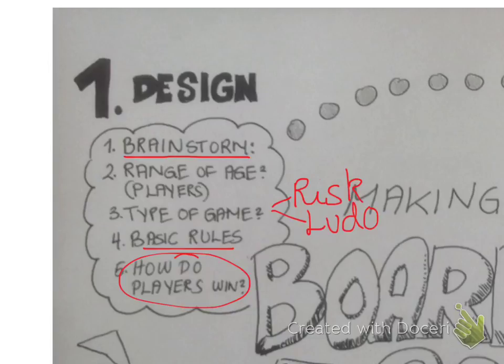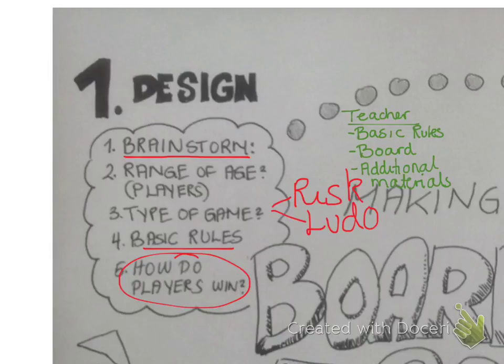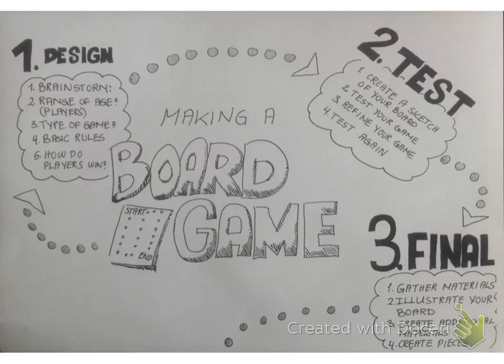You also have to check with your teacher, because your teacher might have some basic things that she or he wants you to consider about your game. That could be basic rules. It could also be your board, that your teacher wants you to make a certain board or start with a certain board. It could also be additional materials like cards, or what to do when you hit a certain field or something like that. Okay, so that was the design phase.